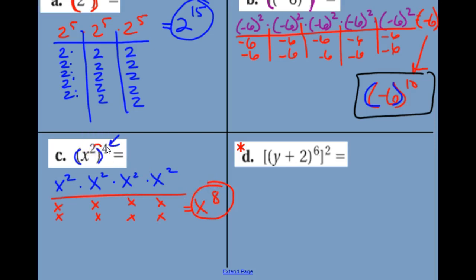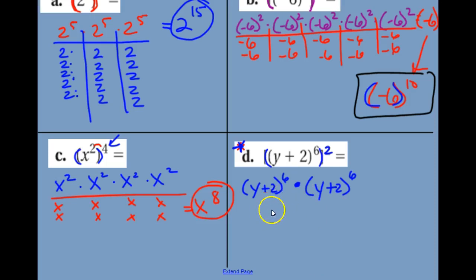Or you might know 2 times 4 is 8, but I'm showing my work. This is where it gets important. That's why I have a star in this one. I need to write this whole thing 2 times. So in parentheses I have y plus 2 to the power of 6. I'm going to write that 2 times. I always put the multiplication between here because it's squared. It's multiplied by itself. Y plus 2 to the power of 6.